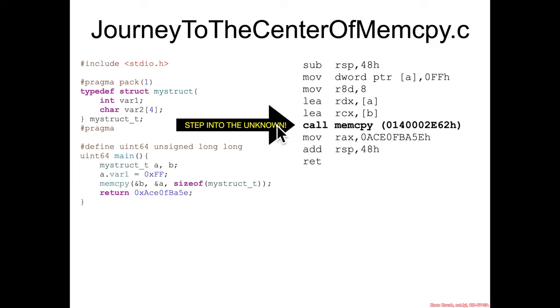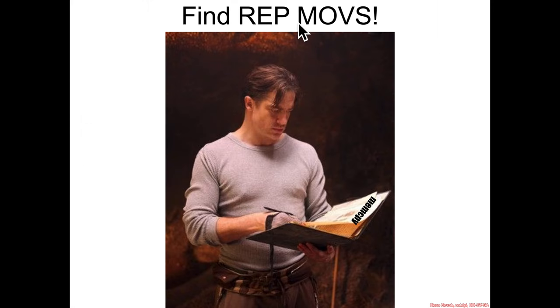So here's the assembly, and I want you to step into the unknown. Memcpy is a library function. This is not our source code, but I want you to step in the assembly view and dig down in it until you find rep MOVS. So rep MOVS is the assembly instruction we're searching for here. Just learned about rep stos, and so this is going to be somehow related to that.